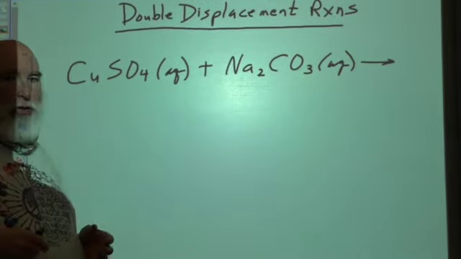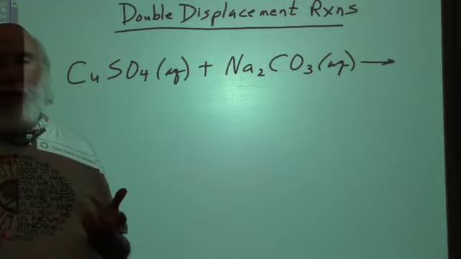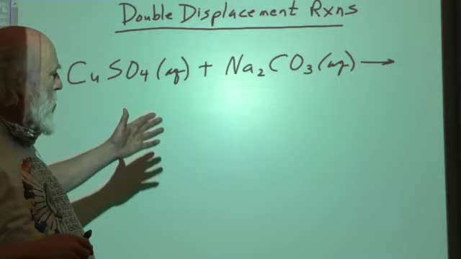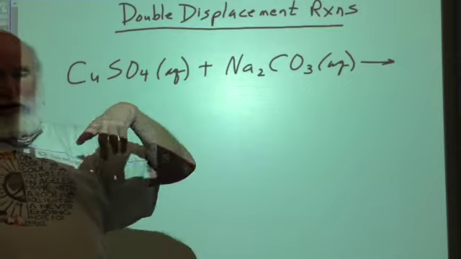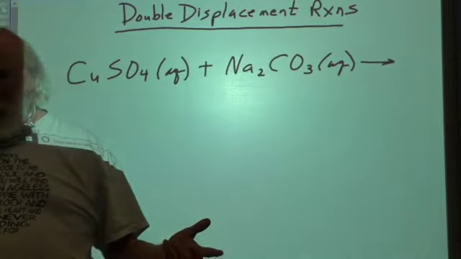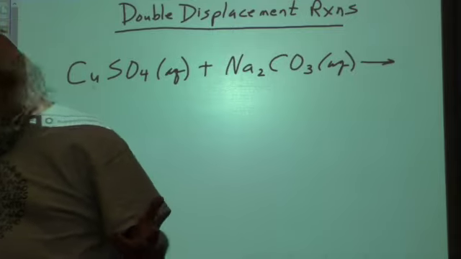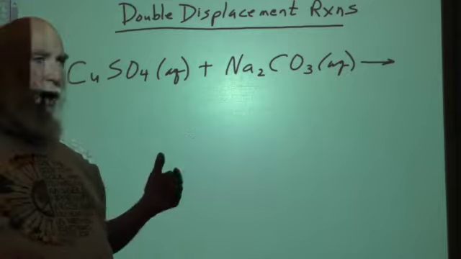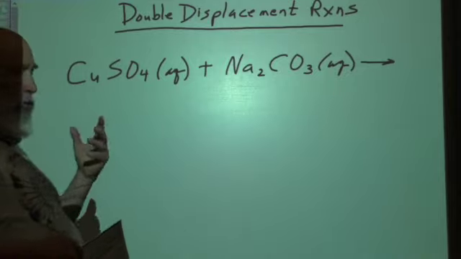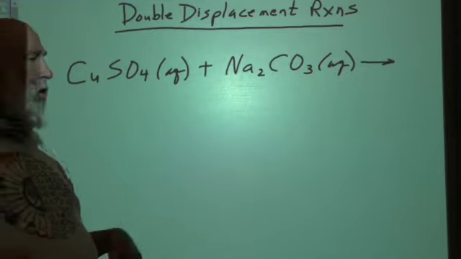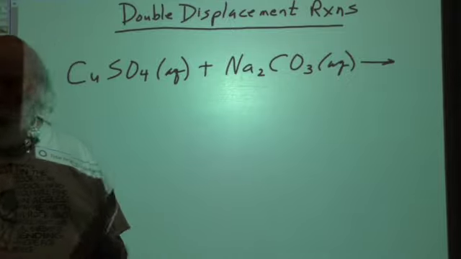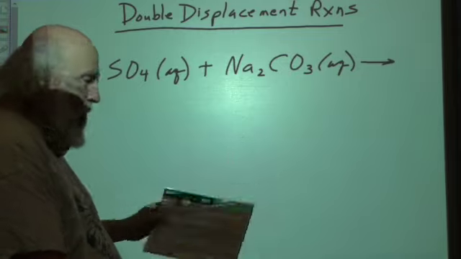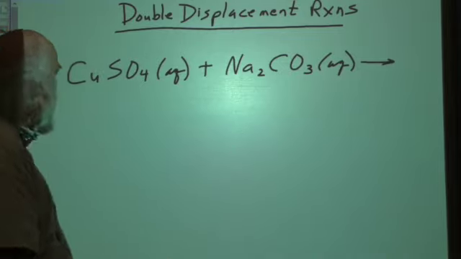In order to do this, we have to take a look at the charges of all four components, like we did last time with the single displacement reactions. We had to deal with all four, or all three ions in that case. So you are going to need your polyatomic ion chart, and you're going to need your periodic chart. I have both of mine ready to rock and roll. Okay? Now, you start over here.